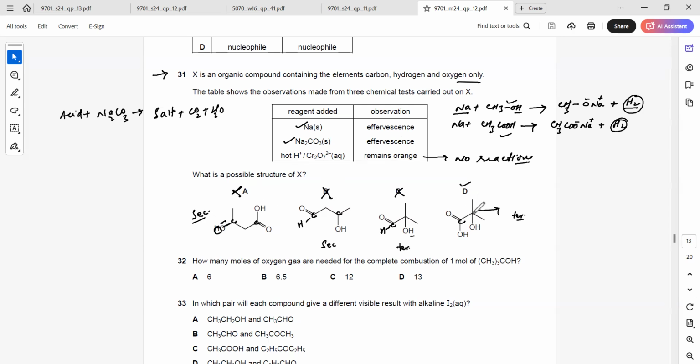Now here in option D, we have again an alcoholic group, but here the alcohol is a tertiary alcohol. So we know that tertiary alcohols do not undergo oxidation reaction by the oxidizing agents. So they do not undergo oxidation, the tertiary alcohols. So that's why the color of this potassium dichromate will remain orange. So that's why option D is correct for all these three. So X is this compound. Clear?